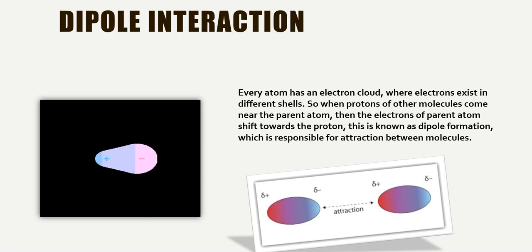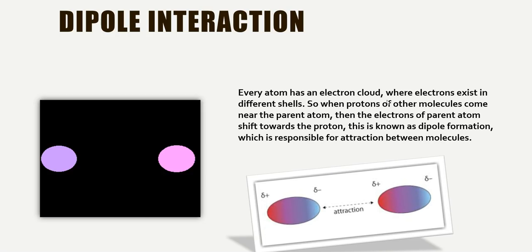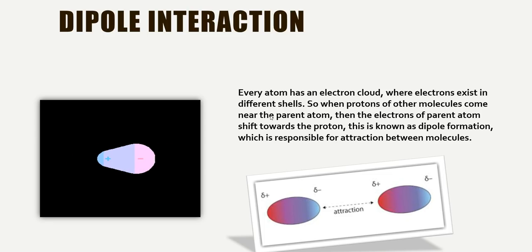If I want to define it, I will say that every atom has an electron cloud where the electrons exist in differentials. That is true. So when the protons of other molecules come near the parent atom, that is the atom I'm talking about, then the electrons of the parent atom shift towards the proton. This is known as dipole formation, which is responsible for the attraction between the molecules. So if this atom moves near to this atom, the proton will attract the electron, so negative charge gets accumulated over here and positive gets accumulated over here, and this will result in some kind of attraction. This is the dipole interaction.